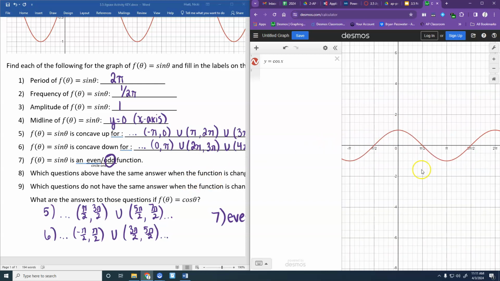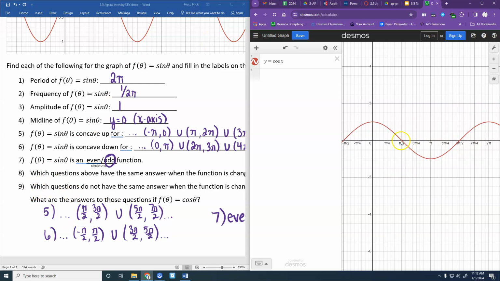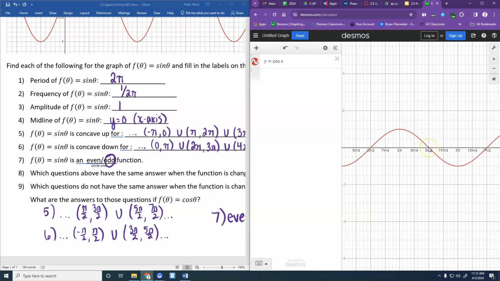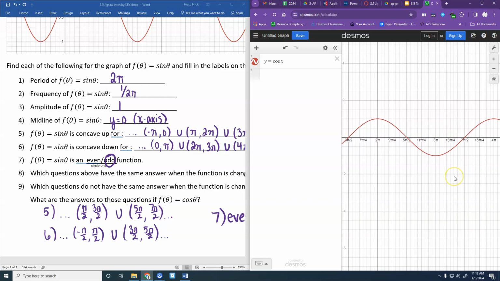For your concavity, the concavity is going to switch at your increments of pi over 2. So for concave up, I started at pi over 2 right here to go to 3 pi over 2. That's my first section of concave up right there. And then 5 pi over 2 to 7 pi over 2, and that would continue on.